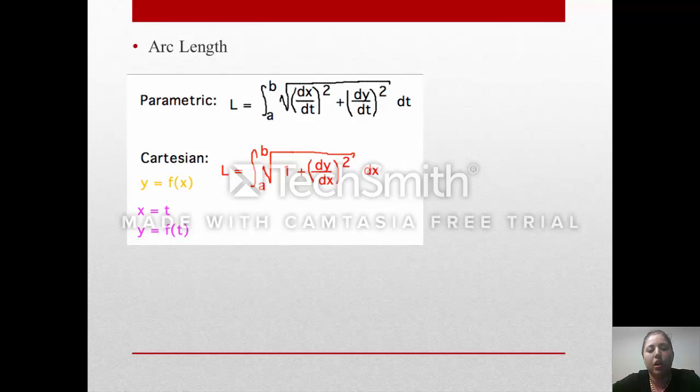Now, another application is finding arc length. So we have two different types of arc lengths. We have parametric and we have Cartesian. And then we denote arc length as L. So L equals the integral of a to b of the square root of (dx/dt) squared plus (dy/dt) squared dt. And also L equals the integral of a to b of the square root of 1 plus (dy/dx) squared dx. Now, this is where y equals a function of x. Now, if x equals a function of y, L equals the integral from c to d of the square root of 1 plus (dx/dy) squared dy.